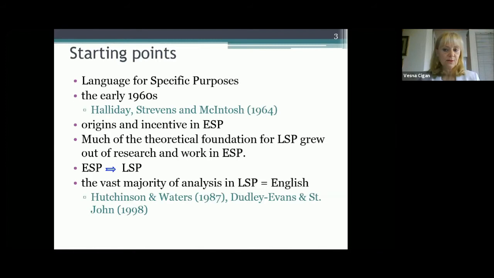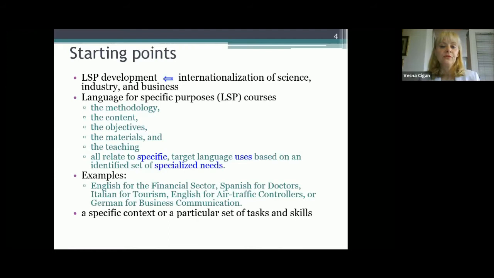The most influential works were written by Hutchinson and Waters, Dudley Evans, and St. John. We all know that. The development of the LSP field has been substantially driven by the internationalization of science, industry, and business, as well as by various economic trends.